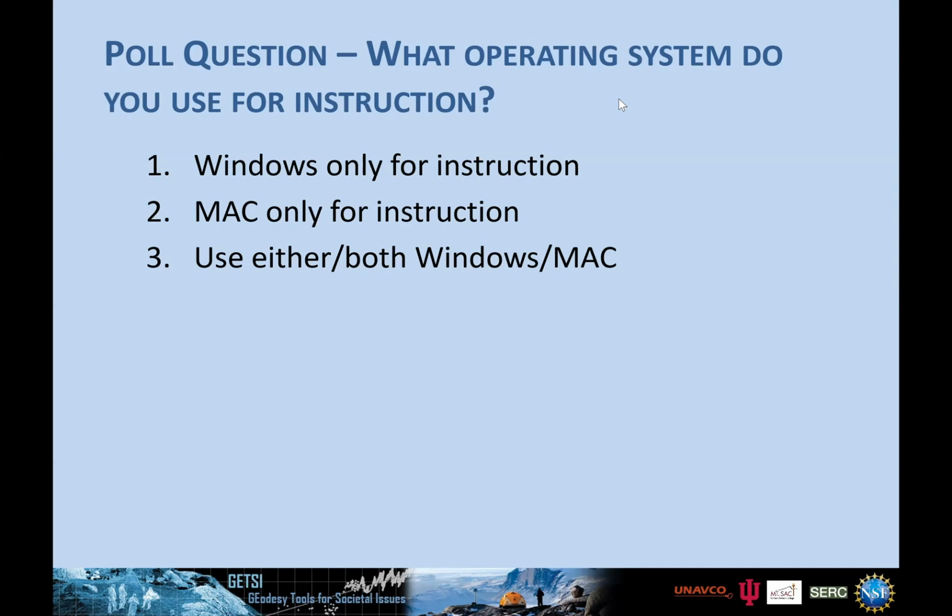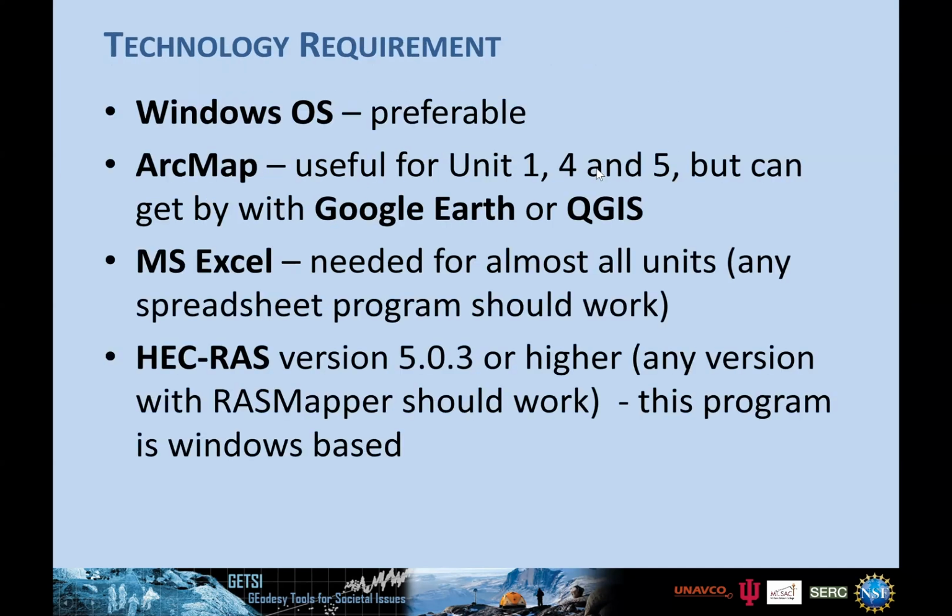That's good, because the next slide talks about the technology requirements for this module. Windows operating system is preferable because the main modeling piece that we use is HEC-RAS, which is Windows based. You can use it on a Mac machine, but it is a little tedious, especially for students if they are not familiar with that. We also use ArcMap in some of the units, and this is mostly used for displays. If you or your students are familiar with ArcMap, that's good. If not, they should also be able to finish that task using Google Earth or QGIS. So you really don't need an ArcMap license, because I know many universities don't have that, especially in countries other than the US and maybe Europe.